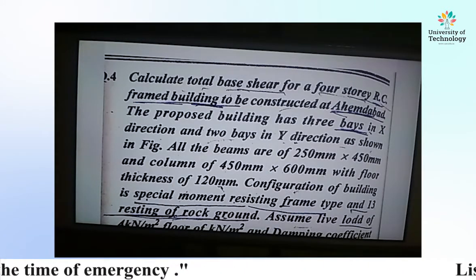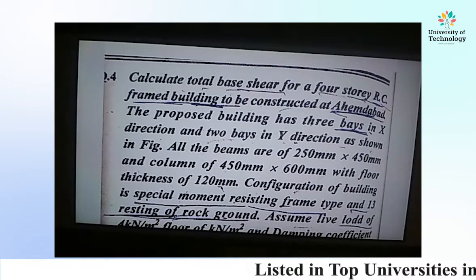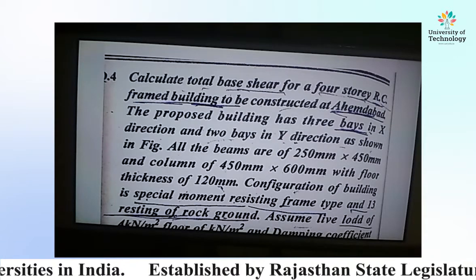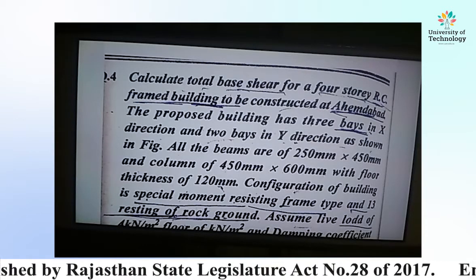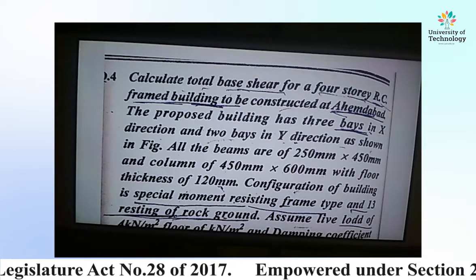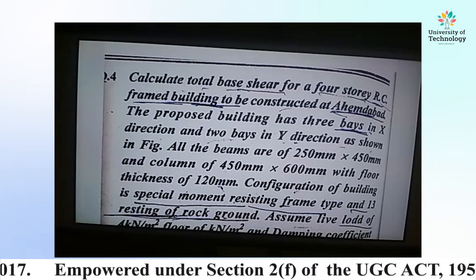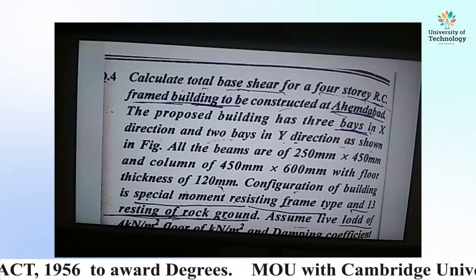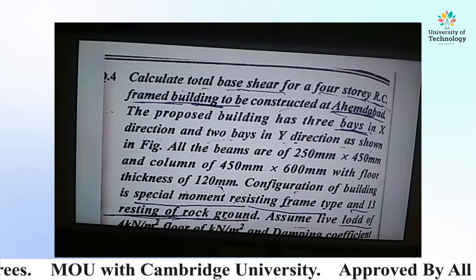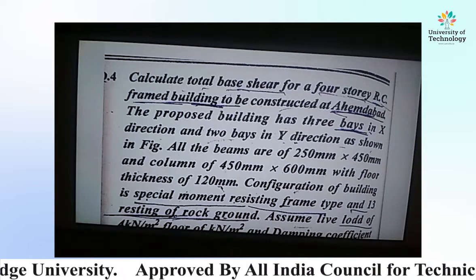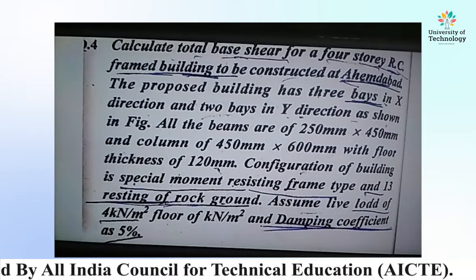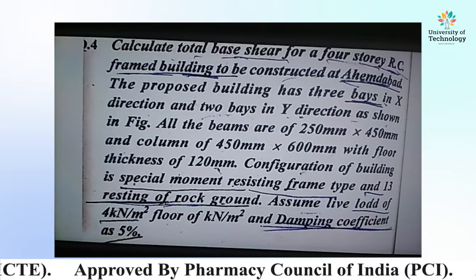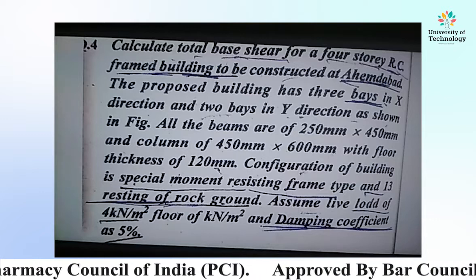The configuration of the building is a special moment resisting frame type, resting on rock ground. Assume the live load as 4 kN per meter square for the floor, and assume the damping coefficient as 5%. So, let's move towards the solution.